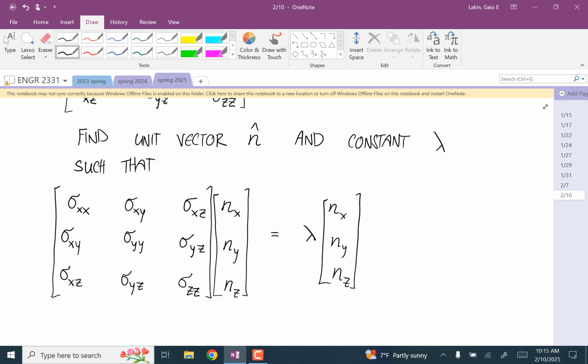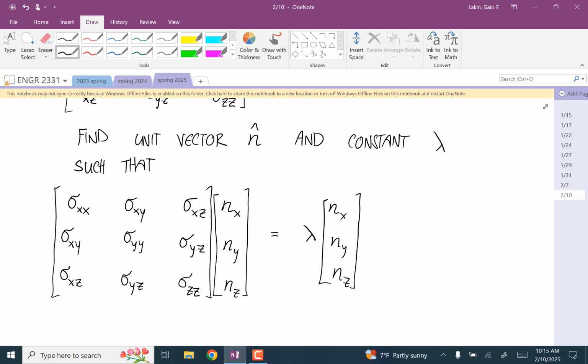So that's what we're trying to find. Okay. In our case, you can make really good physical sense out of this. We're looking for cases where the stress tensor in this new coordinate system only has normal elements, right? That's what the principal stresses are. Remember that?